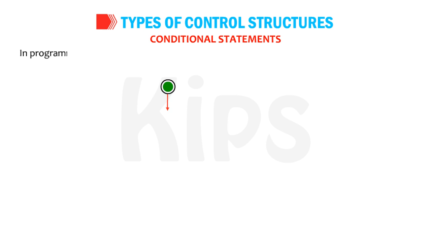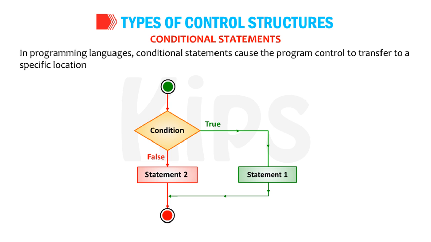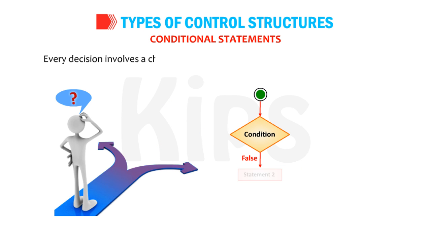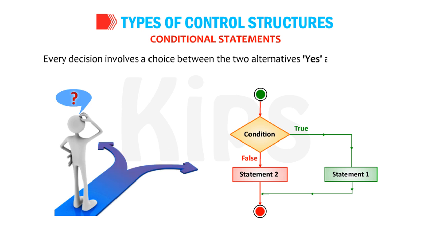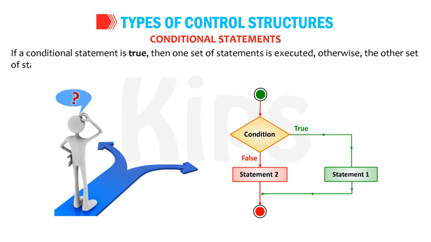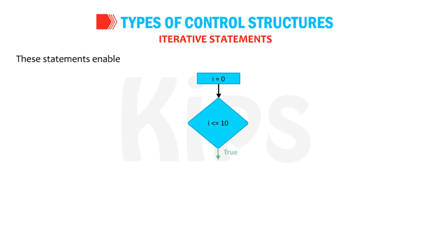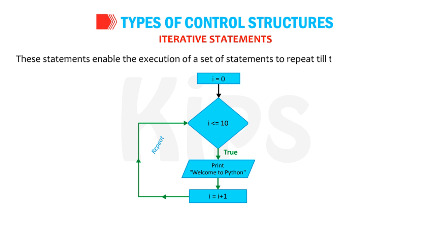Conditional statements. In programming languages, conditional statements cause the program control to transfer to a specific location depending on the outcome of the conditional expression. Every decision involves a choice between the two alternatives, yes and no result. If a conditional statement is true, then one set of statements is executed, otherwise the other set of statements is executed. Iterative statements. These statements enable the execution of a set of statements to repeat till the condition is true. As soon as the condition becomes false, the control comes out of the loop and the repetition stops.